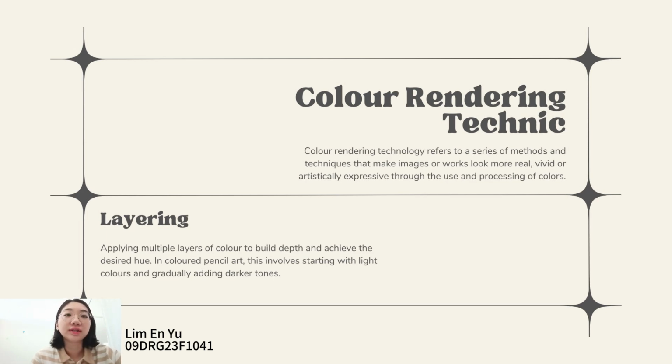Next is the color rendering technique. Color rendering refers to a series of methods and techniques that make images or works look more real, vivid, or artistically expressive, through the use and processing of color tones. Following the color rendering, first is layering. Applying multiple layers of color to build depth and achieve the desired hues in colored pencil art. This involves starting with light color and gradually adding darker tones.